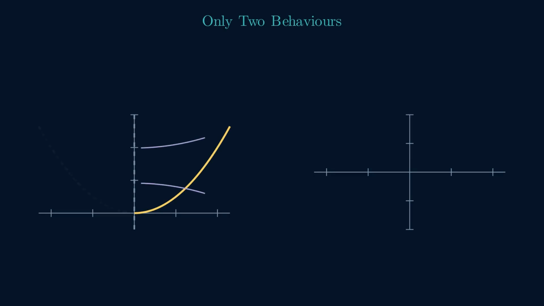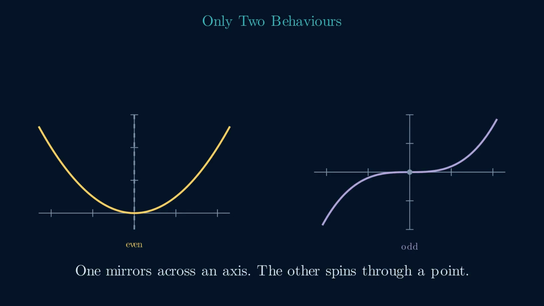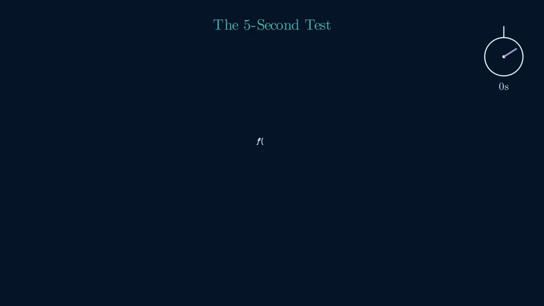Either the curve looks identical on both sides of the y-axis, the left half is a mirror of the right, and we call that even. Or it looks like itself rotated 180 degrees about the origin, and we call that odd. Mirror, or spin. So how do you tell which one you've got? You can do this in your head in 5 seconds. Take f of x equals x to the n, and swap in negative x for x. If nothing changes, if f of negative x equals f of x, it's even, mirrored across the y-axis. If every sign flips, f of negative x equals minus f of x, it's odd, 180-degree spin.